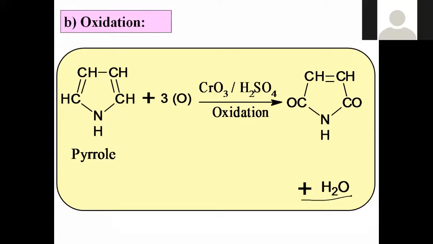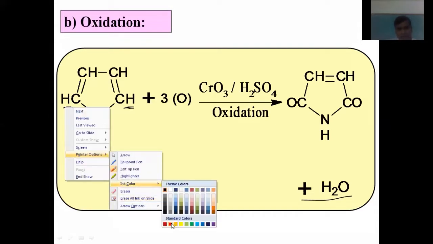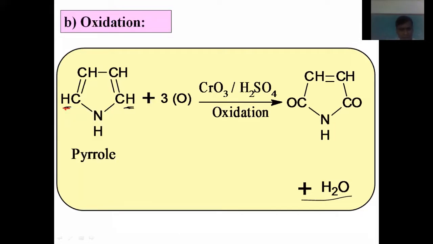This is the H2O byproduct. Now these 2 hydrogen atoms, this one and this one, both are replaced by just an oxygen atom. Both of these hydrogen atoms are replaced by oxygen, and we get this compound. Replacement of hydrogen by oxygen means there is a removal of hydrogen and addition of oxygen, hence it is an example of oxidation. Okay, and thus this is the cyclic amide of maleic acid, therefore called maleimide actually. Okay, this is an example of oxidation reaction.